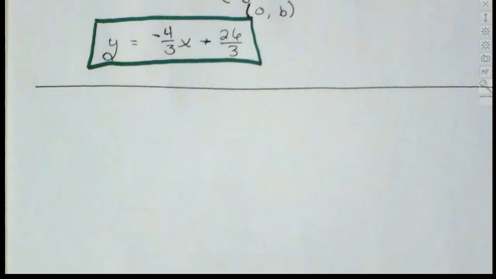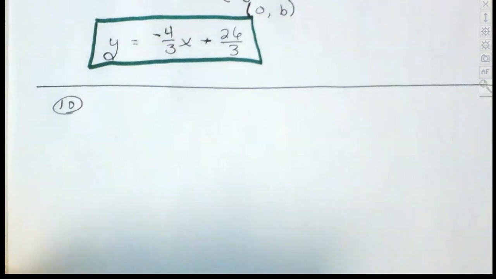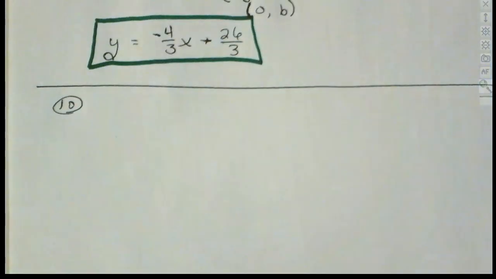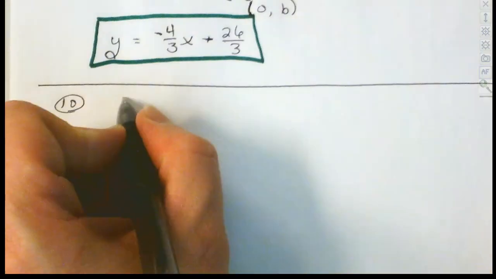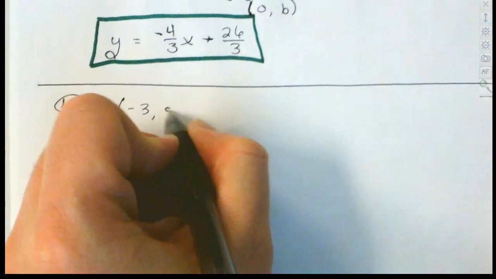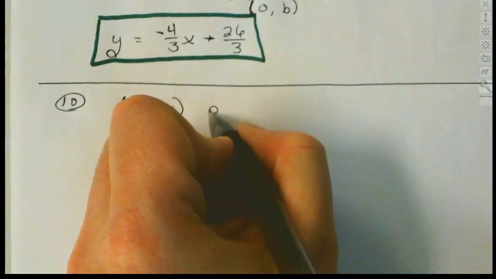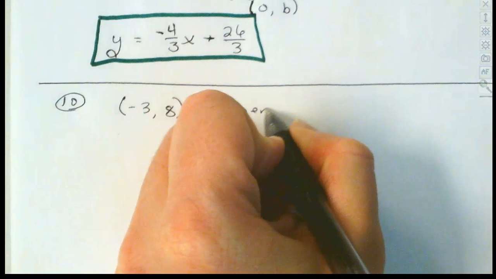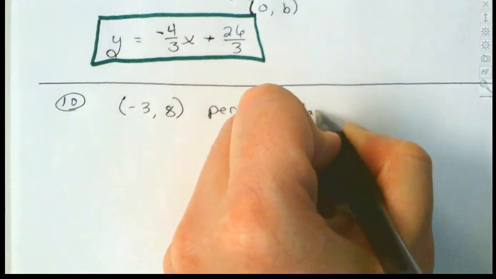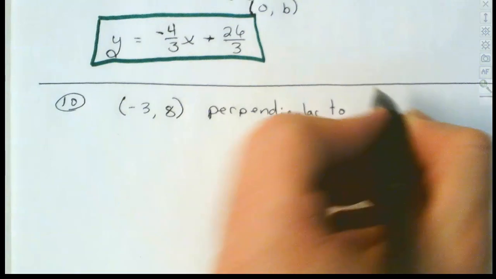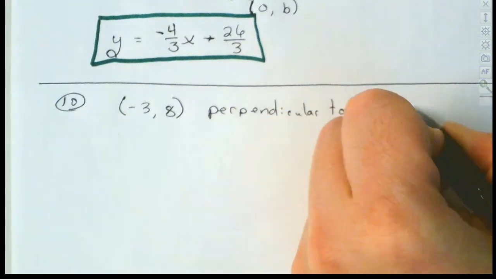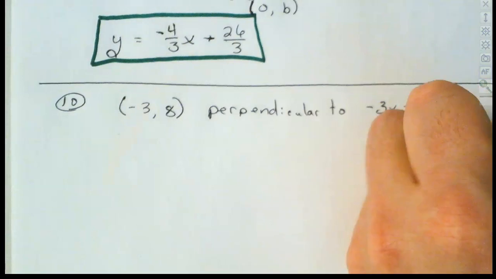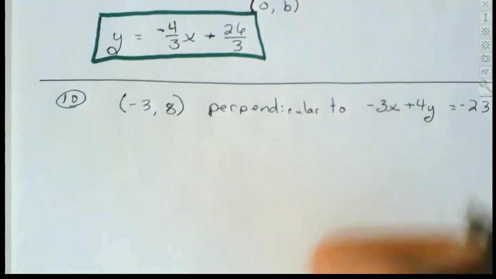Next, we'll look at question 10. So we've got a couple more. And same thing on question 10. I'm going to get you to one of the last steps, and you'll have to finish it on your own. So question 10, we have minus 3, 8, and we want it to be perpendicular to minus 3x plus 4y equals a minus 23.